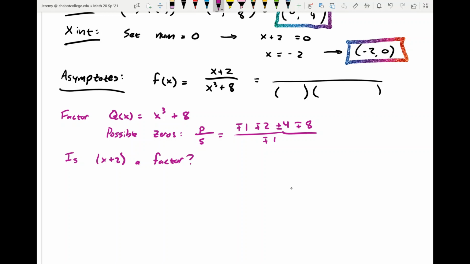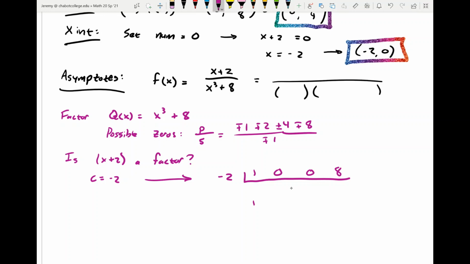So what I would do there is look at c equals -2, and then do a little synthetic division. For the coefficients of my dividend here, I'd put 1, 0, 0, and 8, right? So the zeros are for the x squared coefficient and the x coefficient. So here, let's do it.